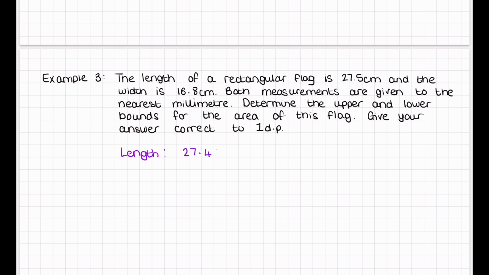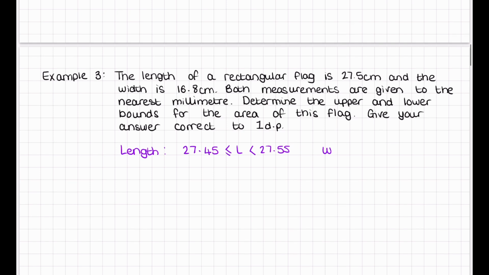27.45 all the way up to 27.55. Anything between that range would round to 27.5. Then we want to do the same with the width. The width was 16.8, which means the lower bound would have been 16.75. So you add a decimal place to what you've got there, and then you do your adjustments. The width goes all the way up to 16.85. Anything between those two values would round to 16.8.